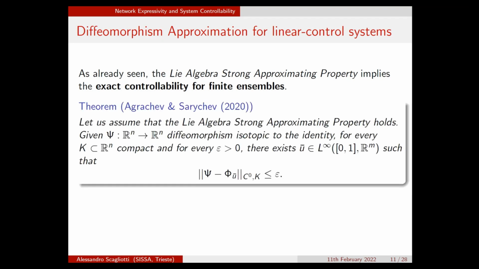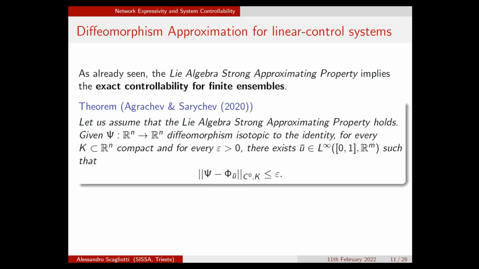Okay, we have something more. Still under the Lie algebra strong approximating property, given a diffeomorphism psi isotopic to the identity, for every compact set and for every epsilon positive, there exists an admissible control ū such that the C0 norm between the diffeomorphism psi and the approximation provided by phi ū is less or equal than epsilon.